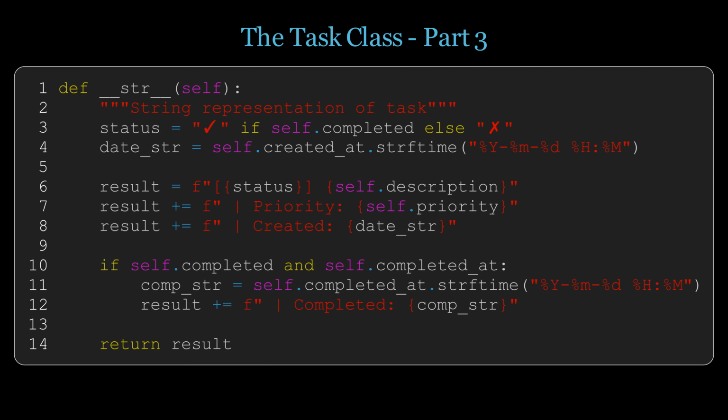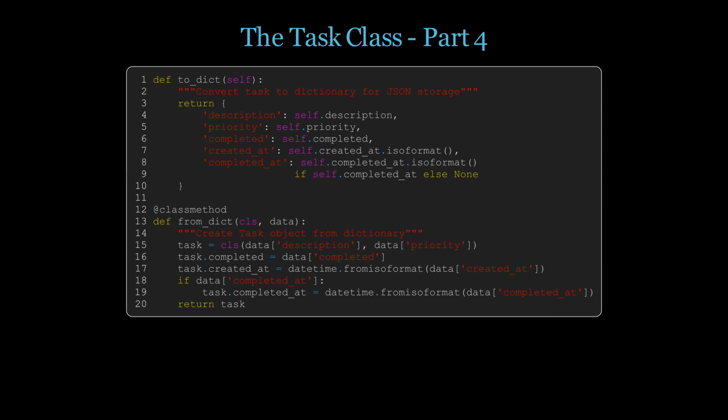Now for serialization. We need to convert tasks to dictionaries so we can save them to JSON files. We'll also create a class method to rebuild task objects from dictionaries when loading from files. The toDict method converts the task to a dictionary with all its properties. We use isoformat on datetime objects to convert them to ISO standard strings that JSON can handle.